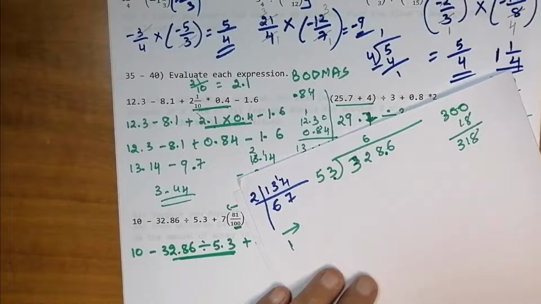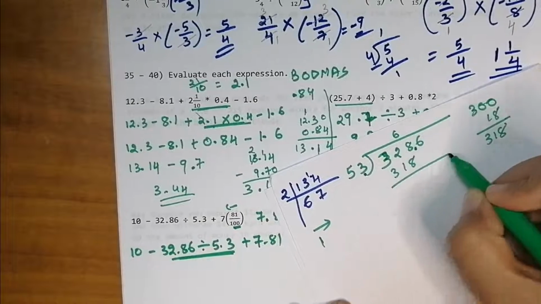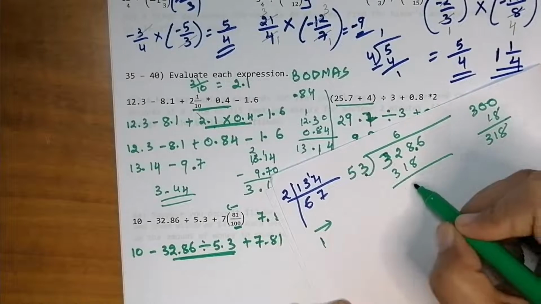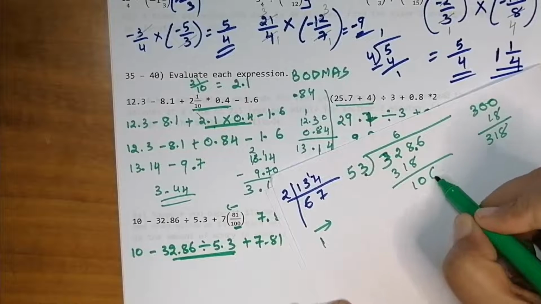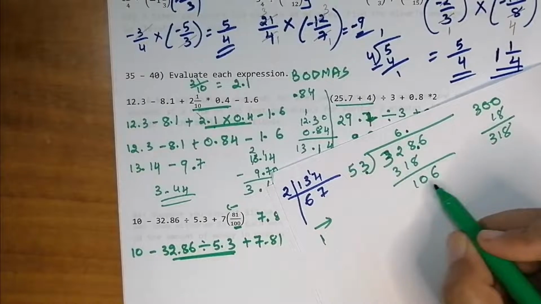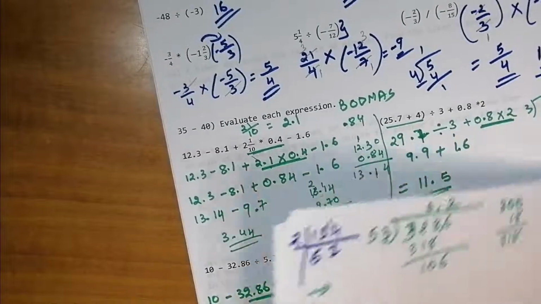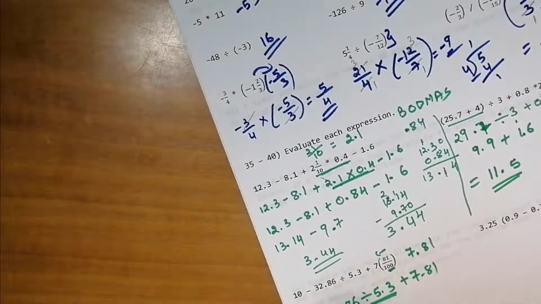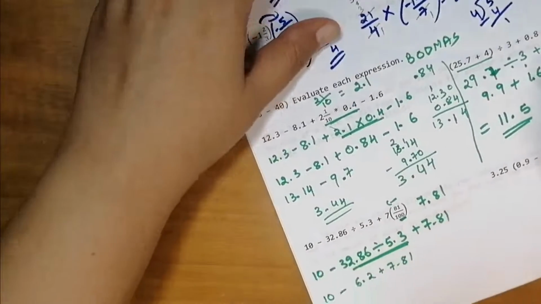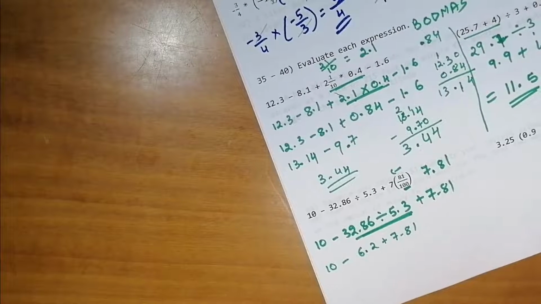Okay? So you have to start doing this quicker math now. 18, right? This gives 10. And this 6 comes here, and we put a decimal point, right? And it's simple. It's twice, right? So it is 6.2. So this makes 10 minus 6.2 plus 7.81.